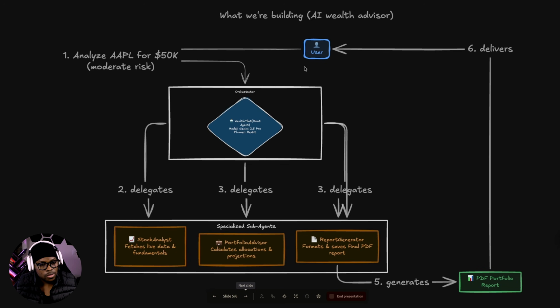So what does the workflow look like? A user using the web application chat interface types in, analyze Apple stock, for example, for 50K, moderate risk. Now this goes into our orchestrator.